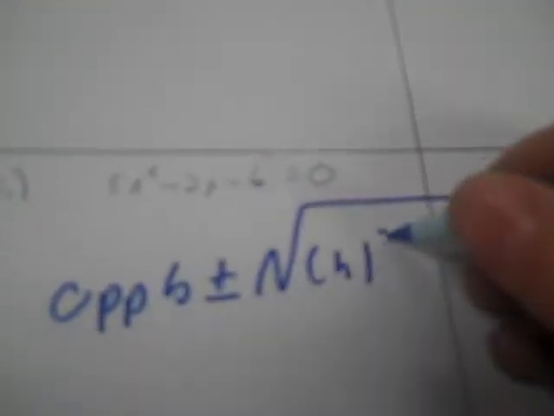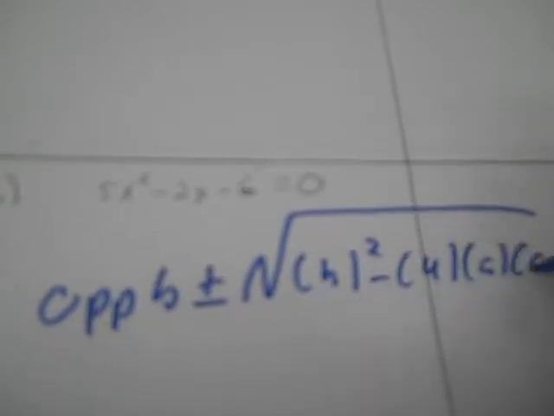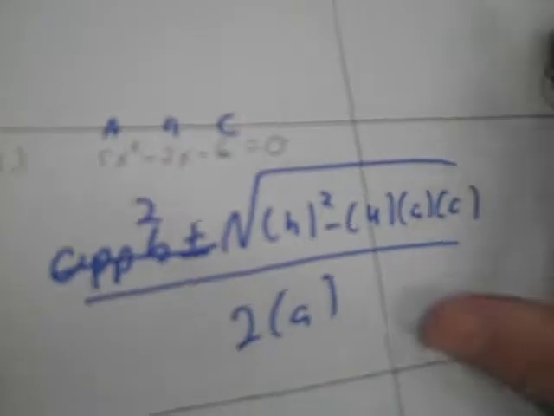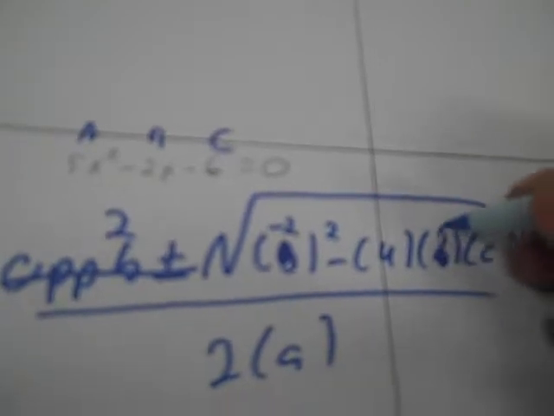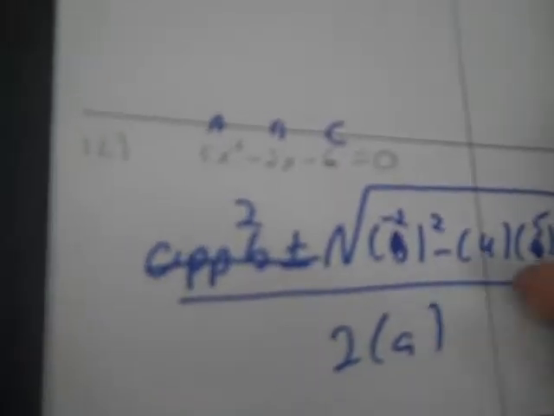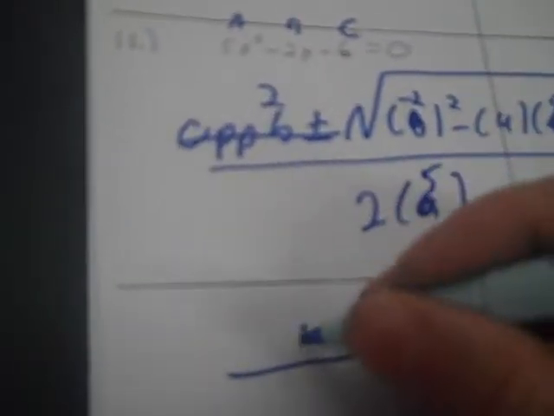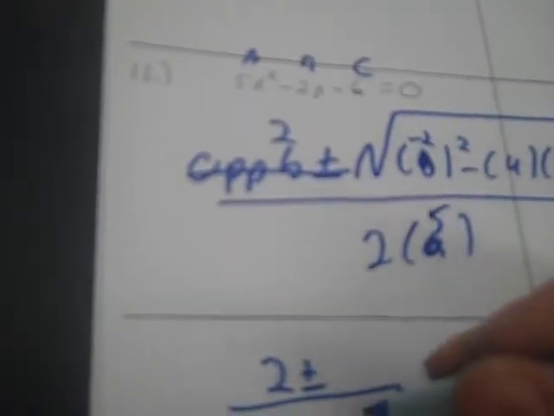Okay, now I've got x squared, x, and the constant. So that means I'm going to the quadratic formula. So opposite of b, plus or minus the square root of b squared minus 4ac, divided by 2a. Opposite of b, it's going to be positive 2. b is going to be negative 2. 4, and then a is going to be 5, and c is going to be negative 6. A is 5. Plus minus, you got a 2 in front. On bottom, 2 times 5 is 10.